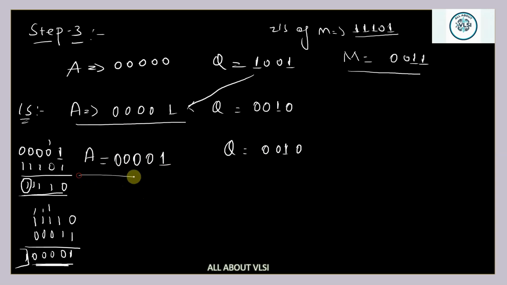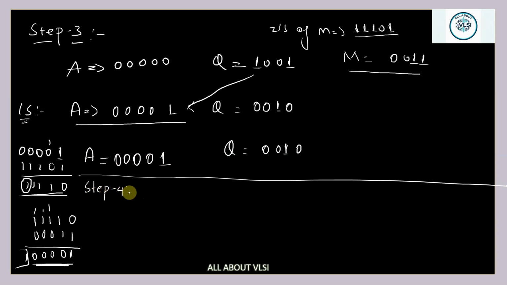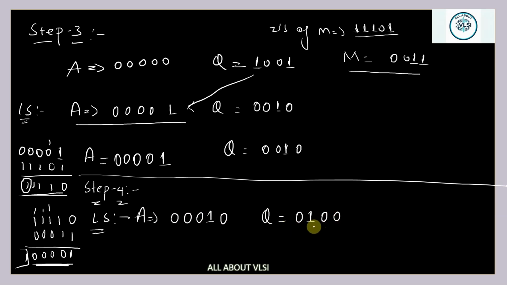Okay, now let's perform step number 4 and see what we are going to get. In step number 4, again, I'm going to perform left shifting. I know the accumulator value is 00001. Now, after performing left shifting, the accumulator is equal to 00010, and the quotient value will be equal to 0100. This is my quotient value.